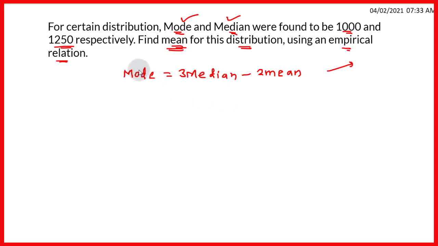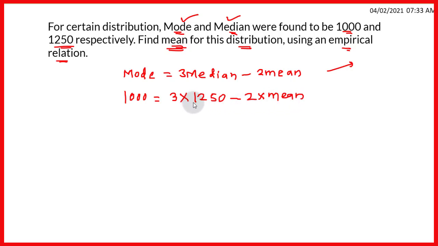So here what is mode? Just put the values, very simple. Mode is 1000. So 1000 is equal to 3 into median. What is median? Median is 1250. So it is 1250 minus twice multiplied by mean. That mean we have to find. So it will be as it is.